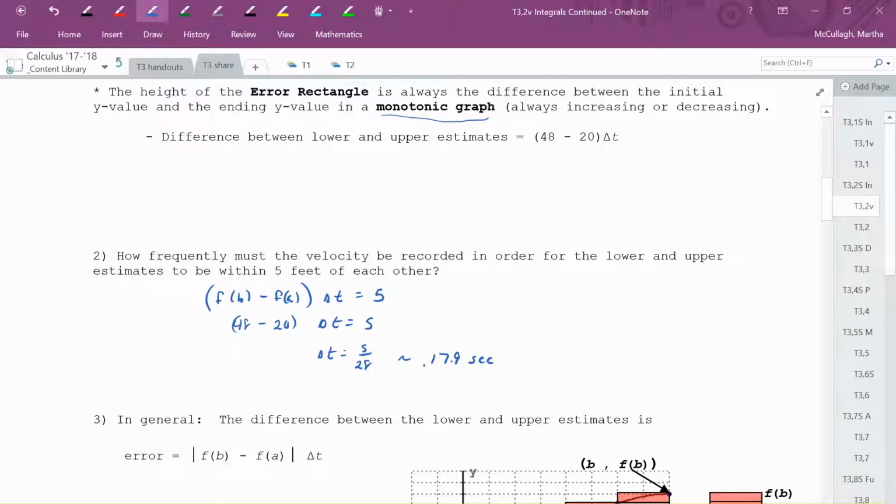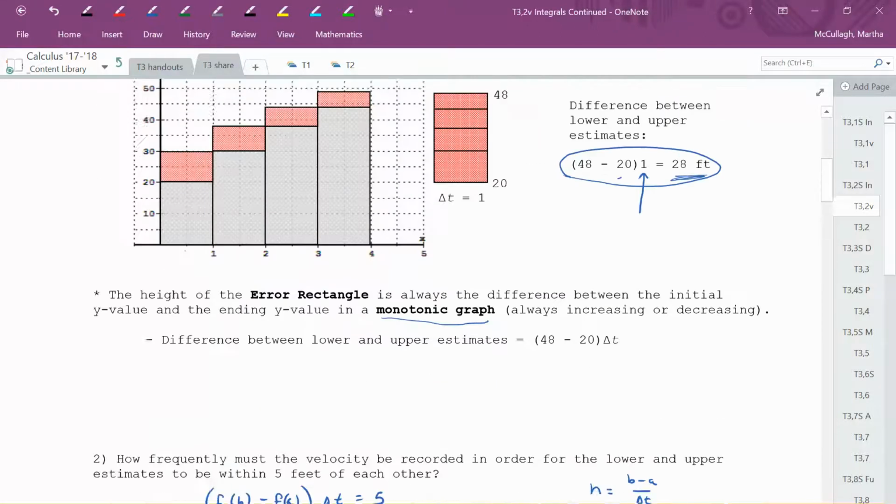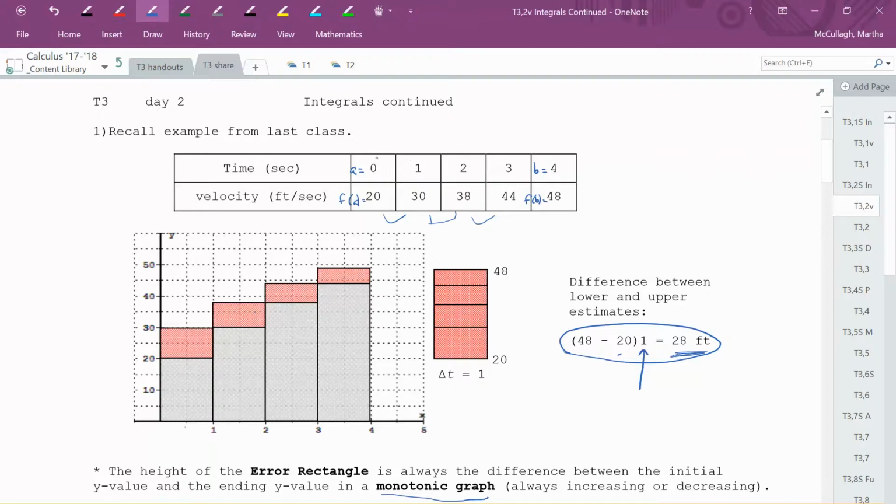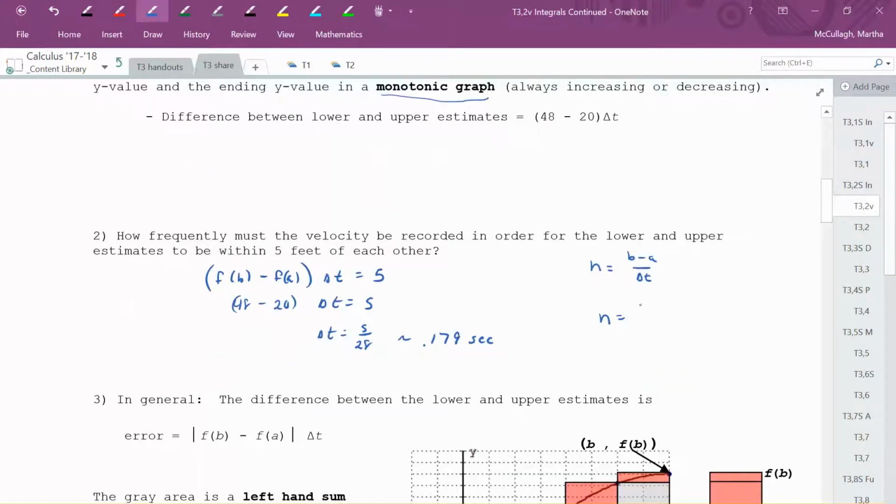Now also I could ask, well, how many intervals are there? If I want to know the number of intervals, remember from yesterday that we said the number of intervals is equal to (b minus a) over delta t. So n is equal to my b value, 4, minus my a value, 0, over this delta t that I just found, 5 over 28. I'm going to go back to the exact value.